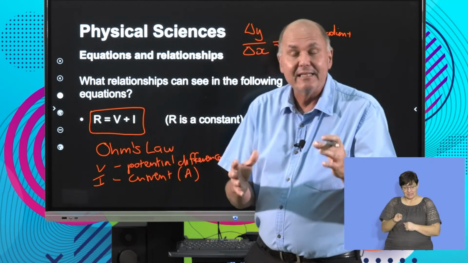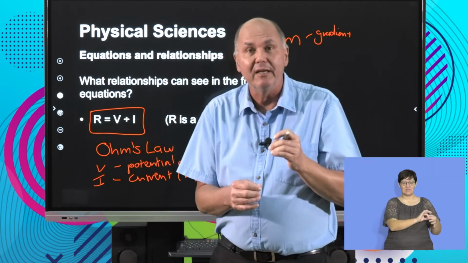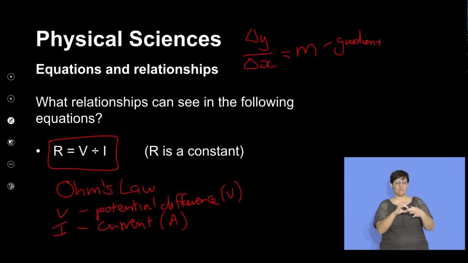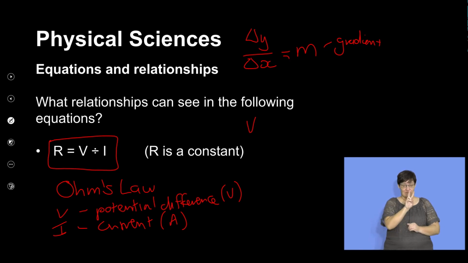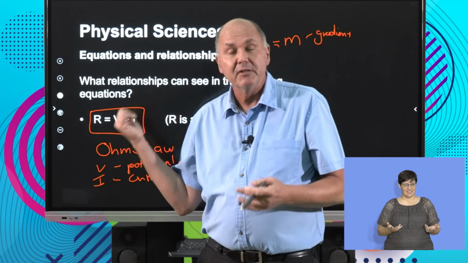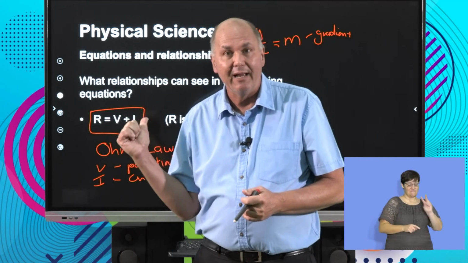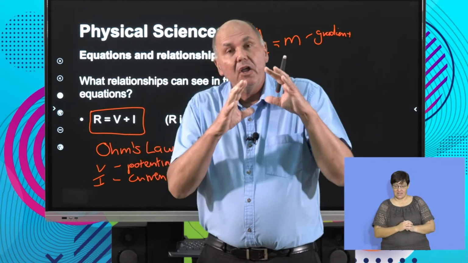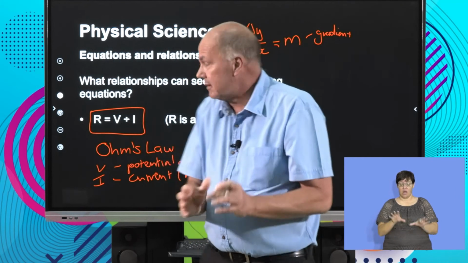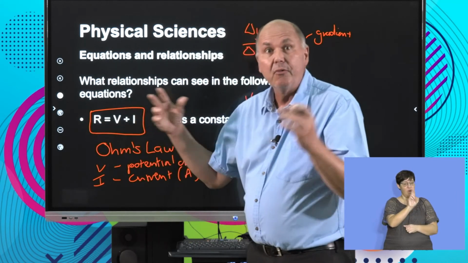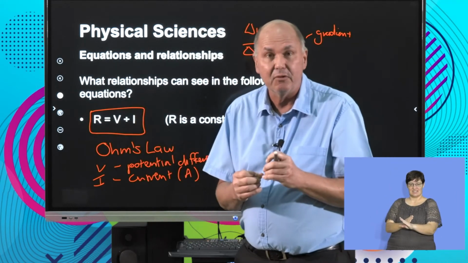And so we put those two things together and we begin to understand that this sort of equation is telling us that there's a relationship between V and I. And in fact, what we can say is that V is directly proportional to I. Or we could say that I is directly proportional to V. In this case, we're going to say V is directly proportional to I. The constant in this case is R, the resistance of the conductor that we're looking at.